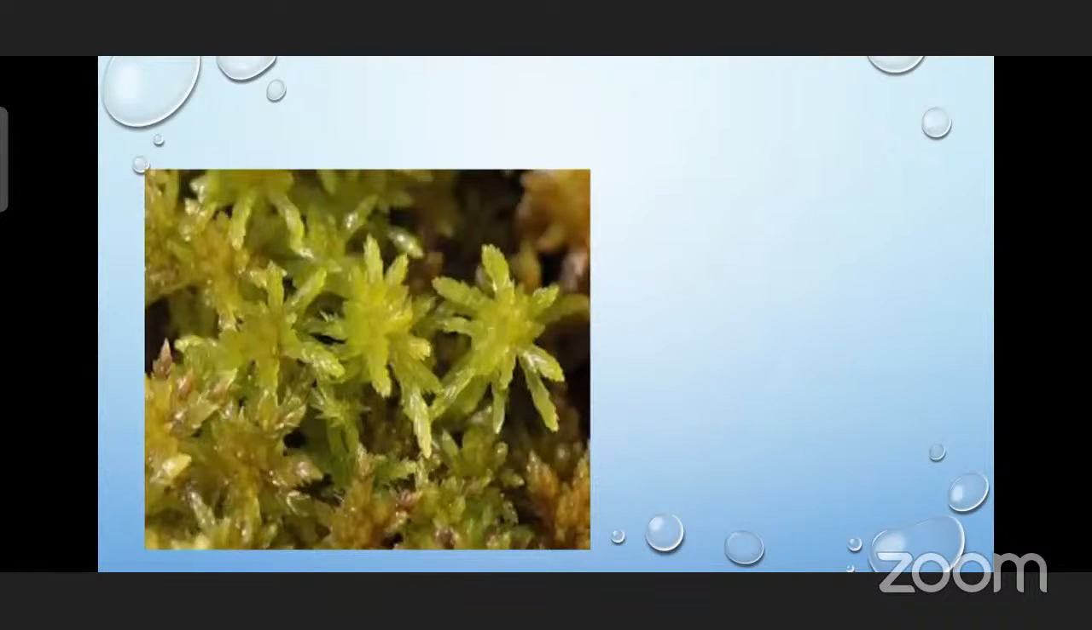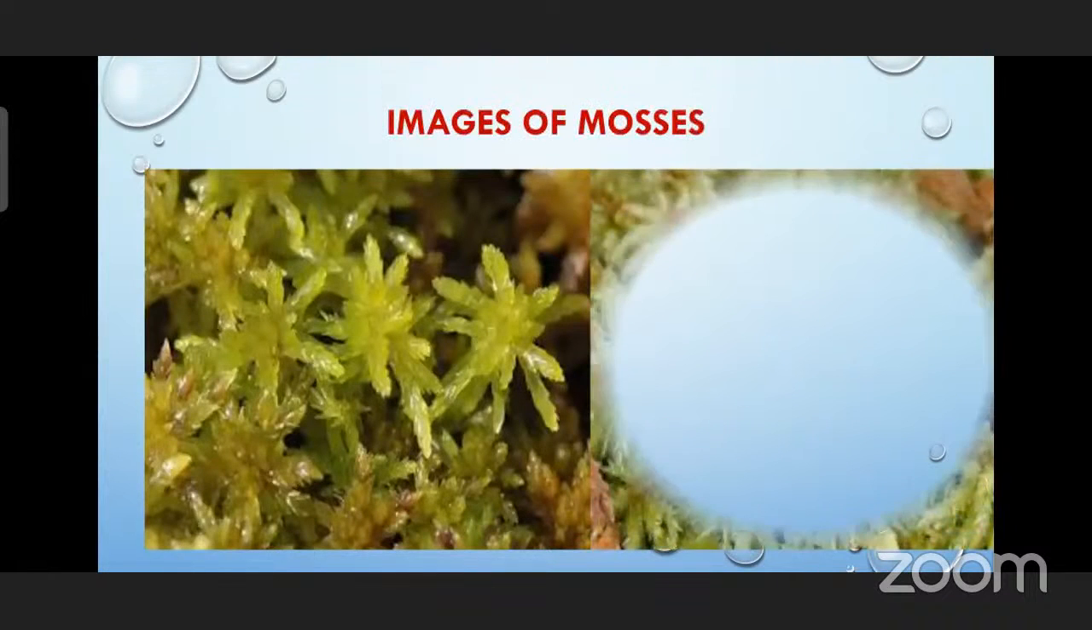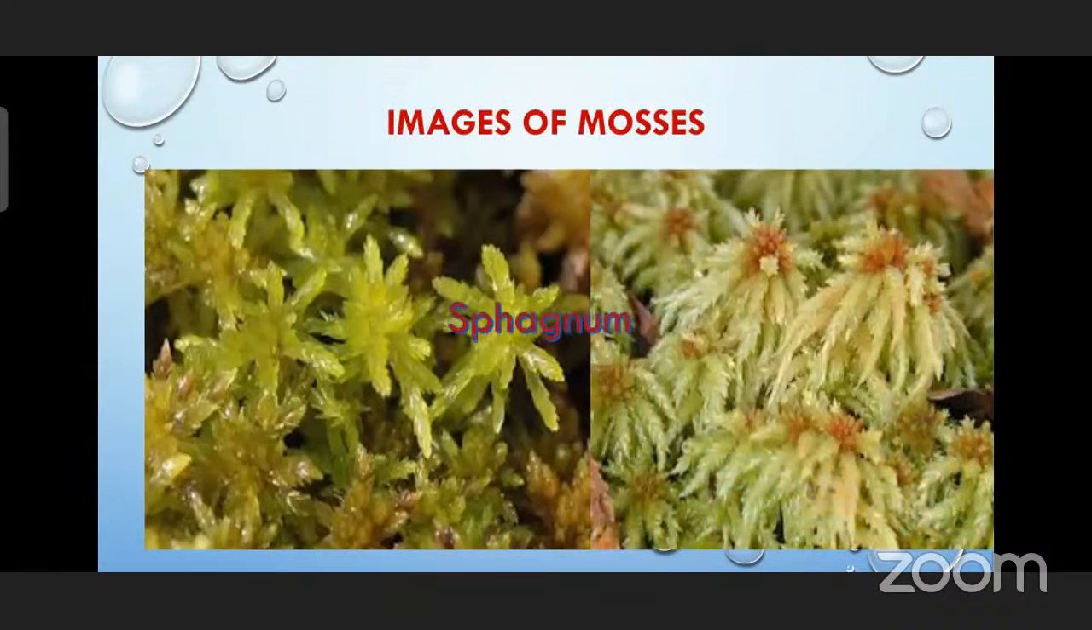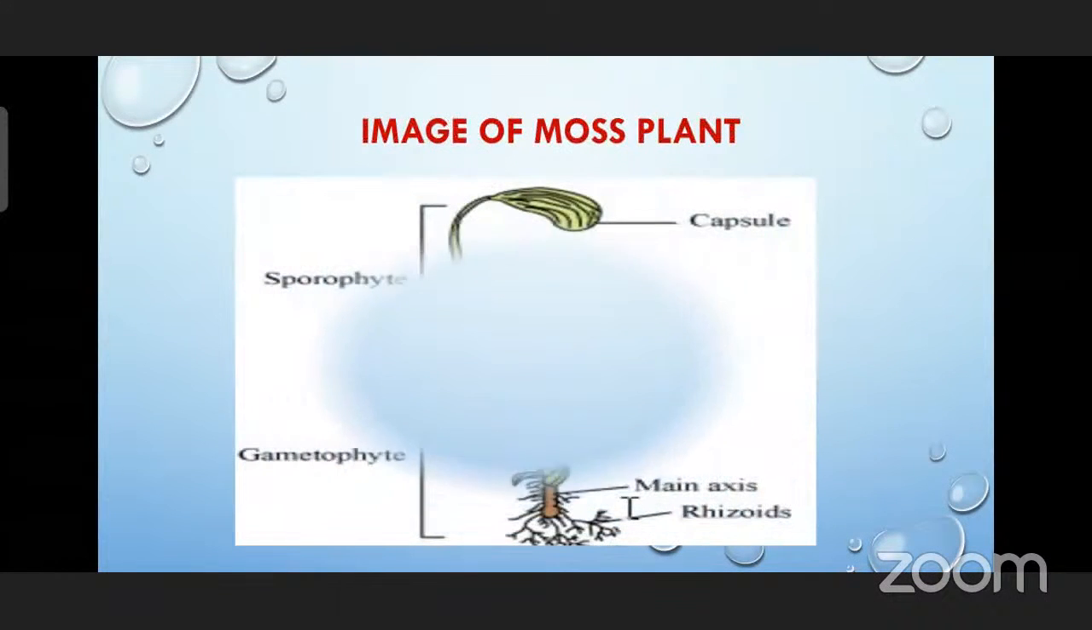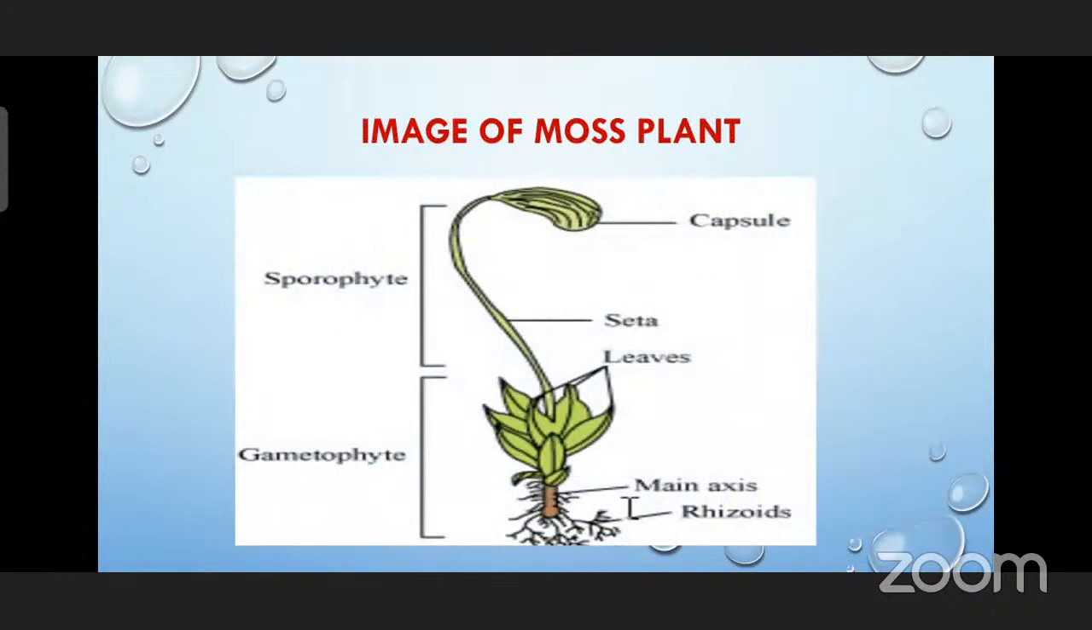You can see the picture here of mosses. Sphagnum, you can see the beautiful appearance when they are blooming. And here are images of a moss plant. This is Funaria, and you can see leaf-like structures there, and multicellular rhizoids branched to the main axis. This is a gametophyte.